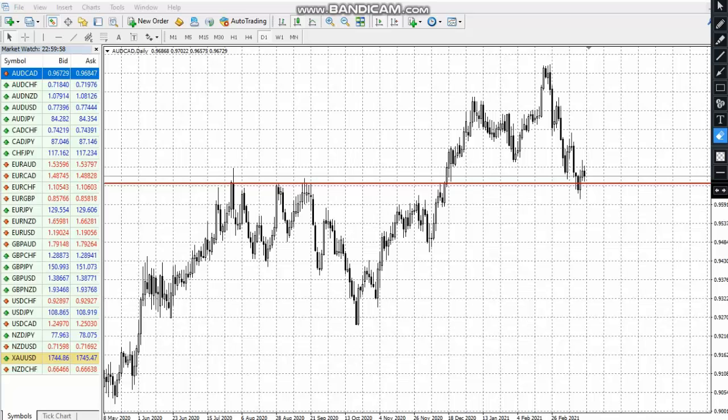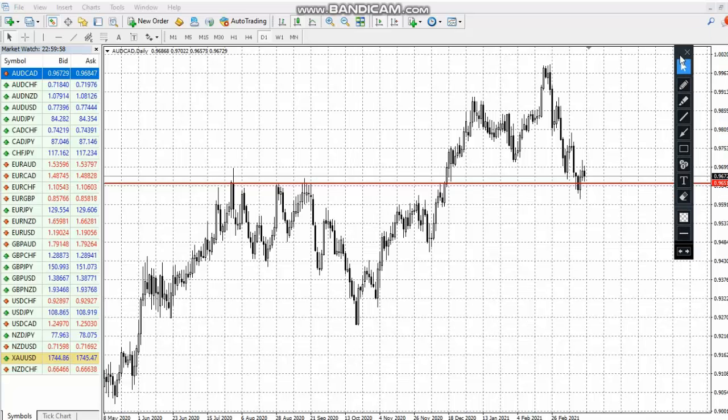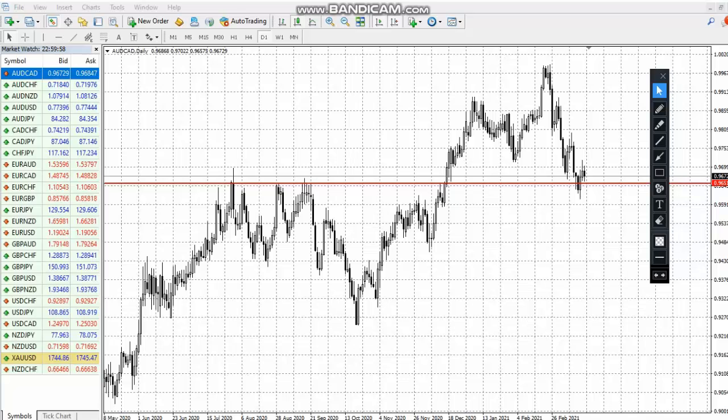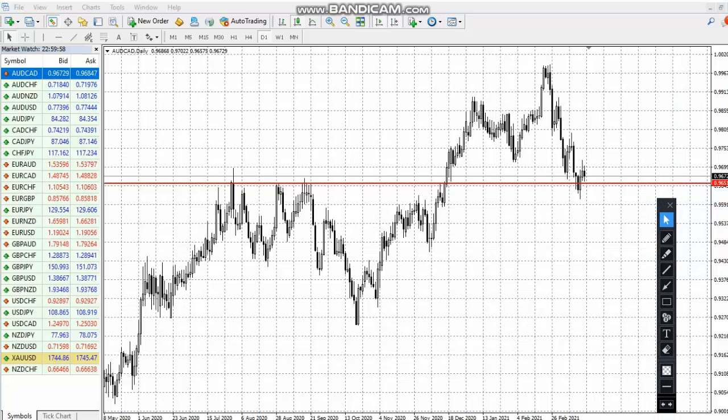So we are moving away from here. I just want to show you this one so we can know where to start picking our trades from. Now the next thing is to identify the trend of the market. If you identify the trend of the market, it helps you know where and which to trade from.